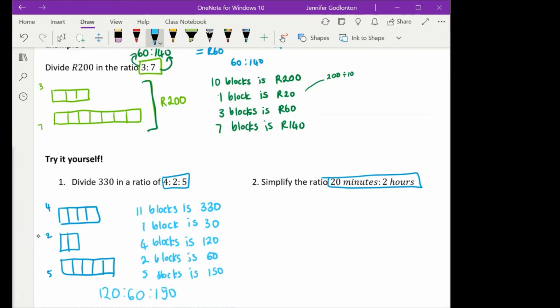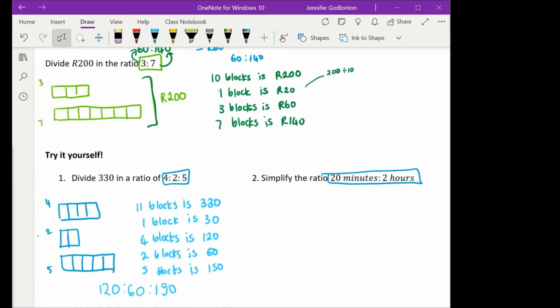Okay, so if you got that answer for number 1, you're doing great. Number 2 should be nice and quick. Just remember, we have to make things be the same units before we simplify ratio.